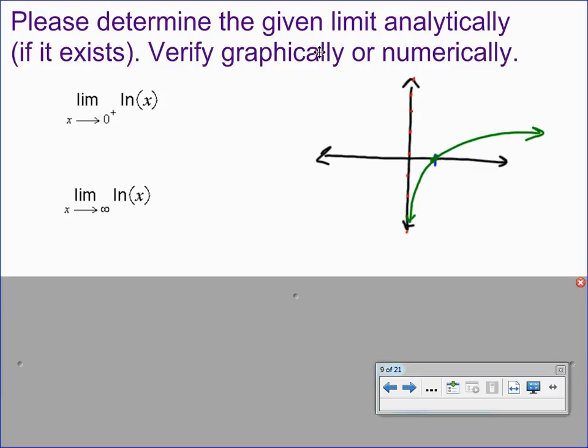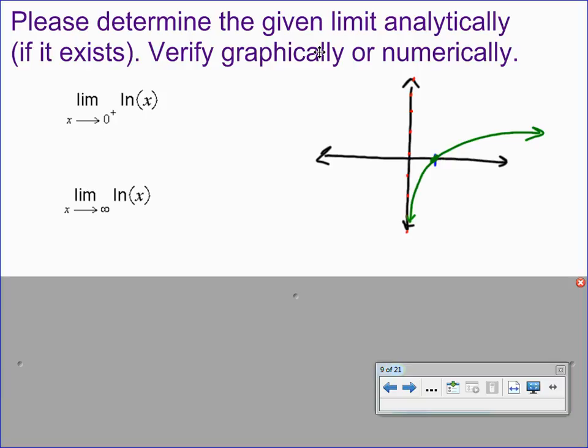Recall that the natural log function does grow and increase to infinity as x approaches infinity. It just does so very, very slowly. So this does increase forever, and eventually my y values will approach infinity as x increases without bound. As x gets closer and closer to zero, my y values are decreasing without bound. There's a vertical asymptote at x equals zero.